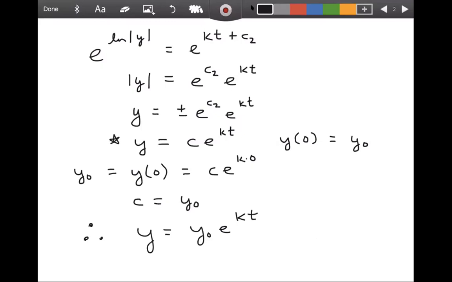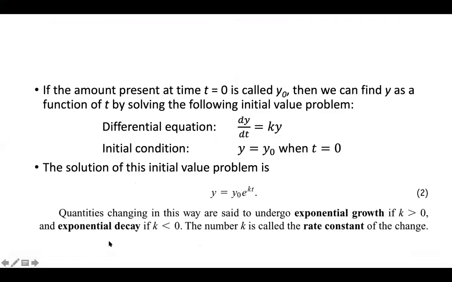All right, so let me go back to the presentation. There was a little note at the bottom of this slide. Quantities changing in this way are said to undergo exponential growth if k is greater than 0, and exponential decay if k is less than 0. The number k is called the rate constant of the change.